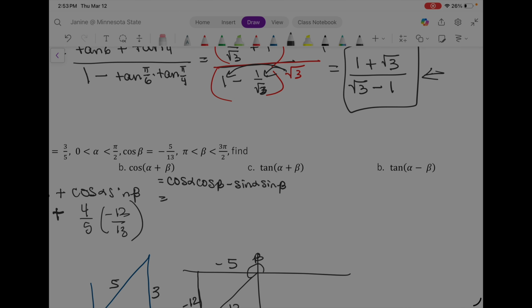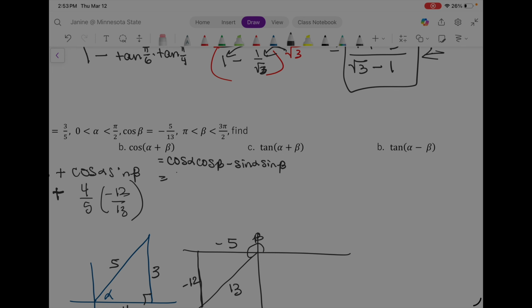Okay, looking at my picture, cosine alpha is 4/5. Cosine beta is negative 5/13. Minus sine alpha, 3/5. Sine beta, negative 12/13. Negative 20 plus 36, and both of those are over 65. We will get a positive 16/65, like so. Okay, let's go to the next one.